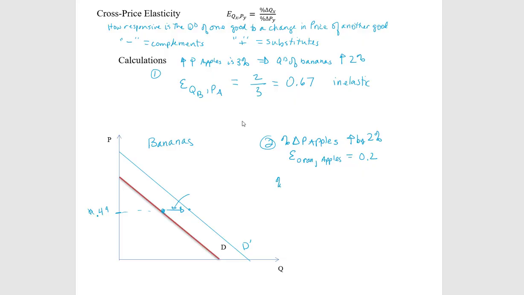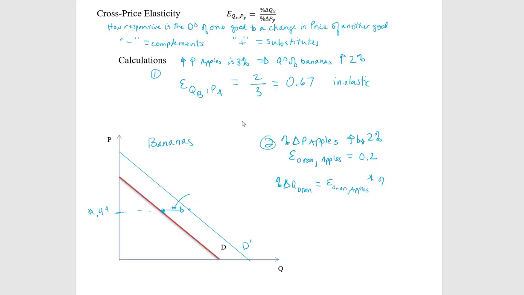We want to see what is the percentage change in the quantity of oranges given this change in the price of apples. So what I'm going to do is take our equation from up above and rearrange it like we did on the other page. I know that the percentage change of oranges is going to be approximately the elasticity of oranges as it relates to the price of apples.